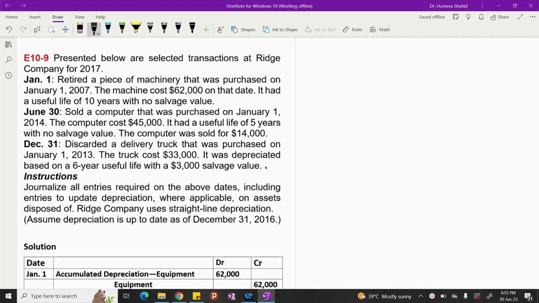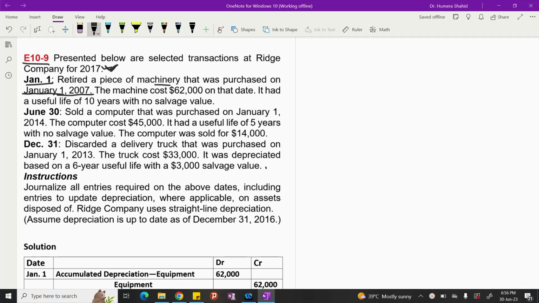Okay, let's move on towards exercise number 10-9. Presented below are selected transactions of Rich Company for 2017. January 1st, retired a piece of machinery that was purchased on January 1st, 2007. When you are retiring in 2017, what's the date? January 1st. And actually, you purchased it 10 years back on January 1st, 2007.